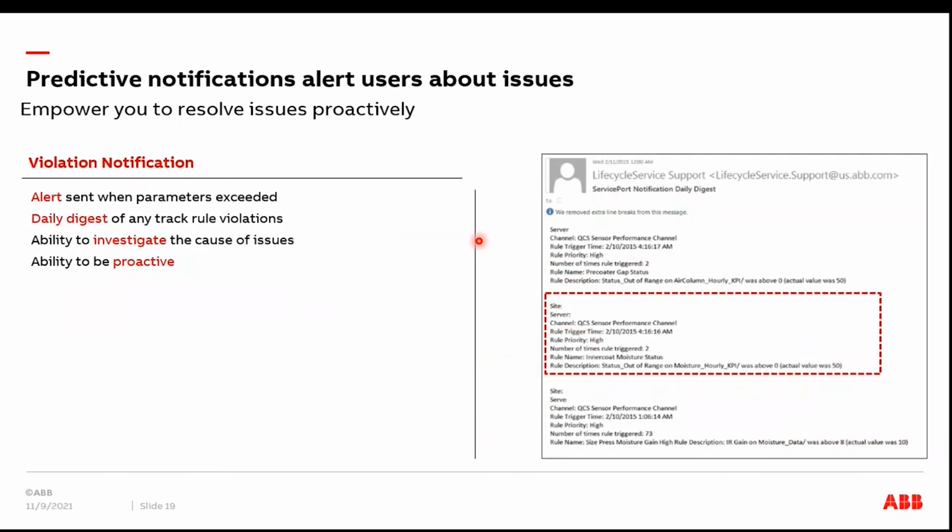This is one template of the mail, how it looks when a track rule is violated. We will get an alert, and this alert can be defined for specific rules or for all of the rules from time to time.